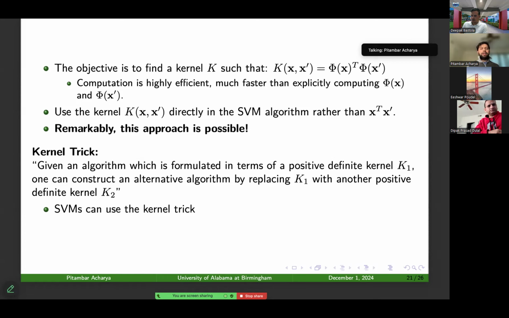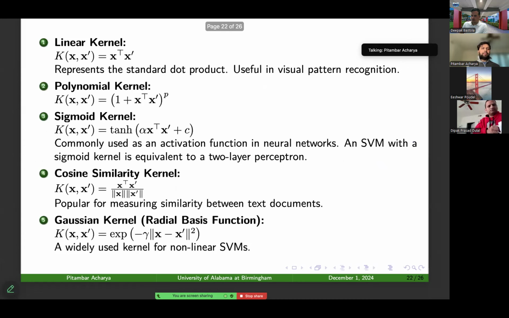So support vector machine uses this idea of kernel, and it is used to classify the data either linearly or non-linearly. There are many types of kernel, but the particularly important kernels are the linear kernel, which is simply the scalar product of two vectors. That represents the dot product, which is used in visual pattern recognition. Similarly, a little bit more complicated, with degree P, is the polynomial kernel. It is 1 plus x transpose x prime to the power P.